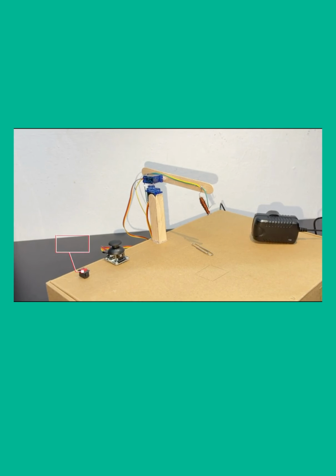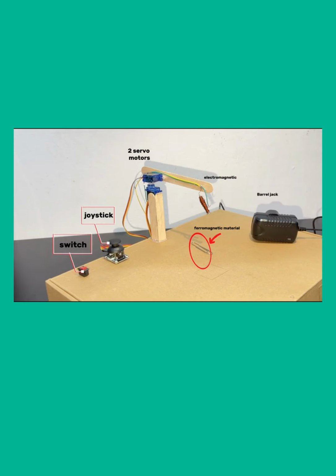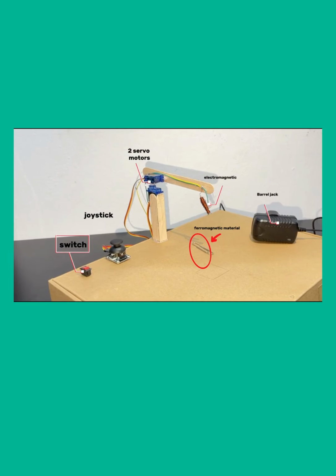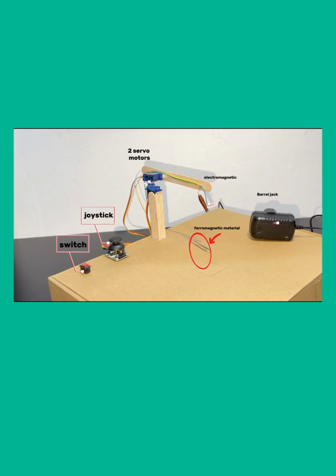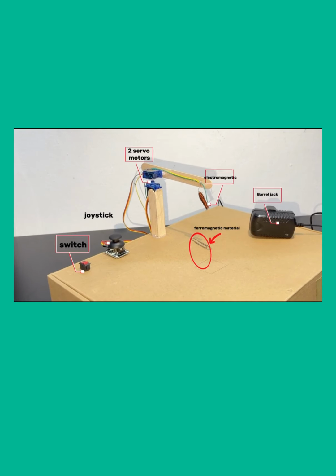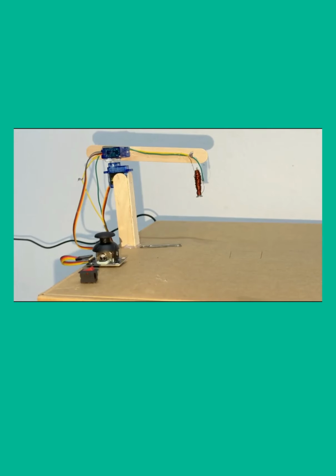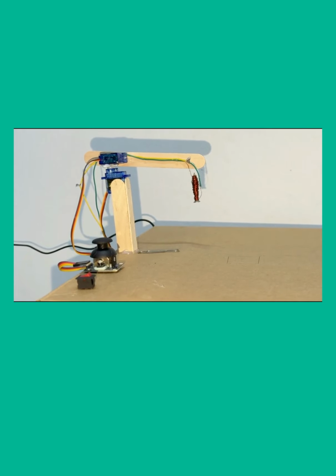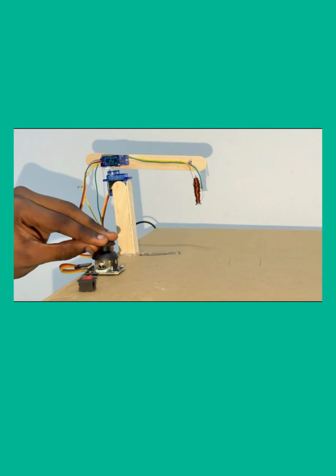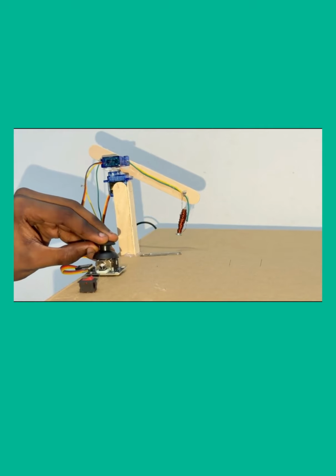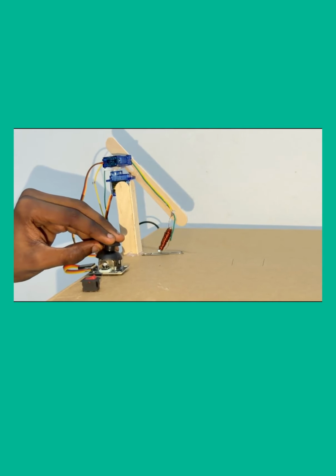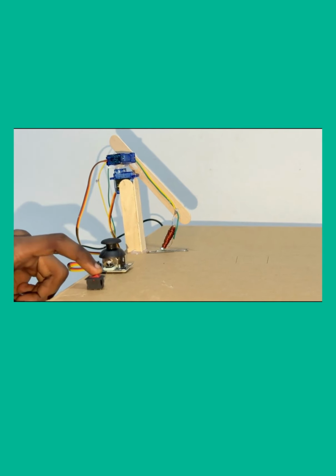The prototype consists of an Arduino Uno, a joystick module, two servo motors, and an electromagnet fabricated by winding copper wire around a steel screw core. The Arduino is powered separately through the power jack, while the electromagnet is supplied by a 9-volt battery. The joystick is used to control the movement of the crane.